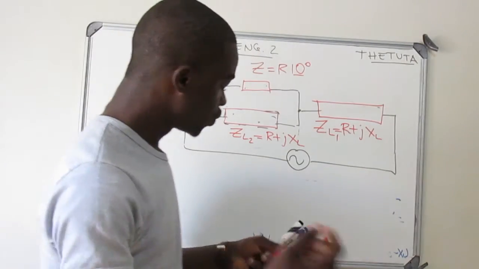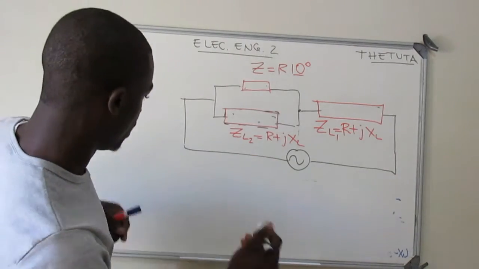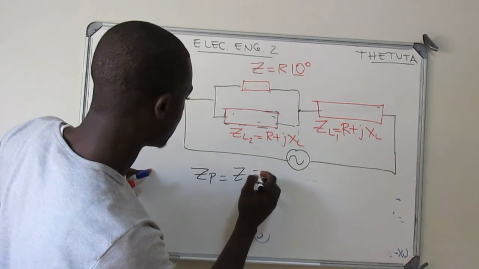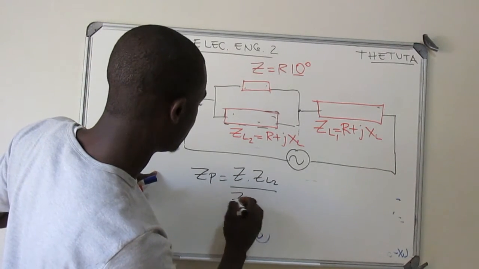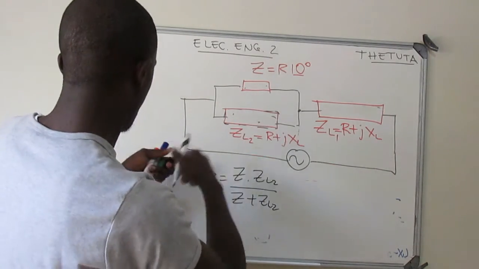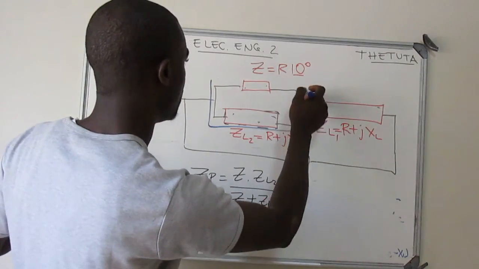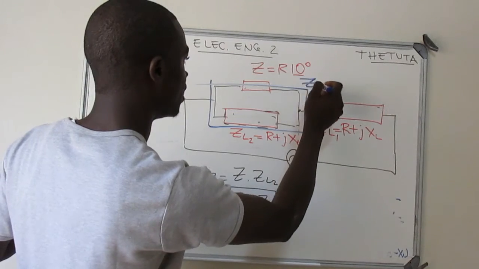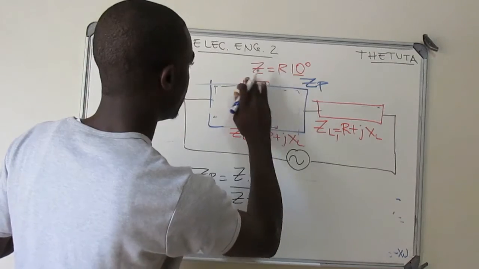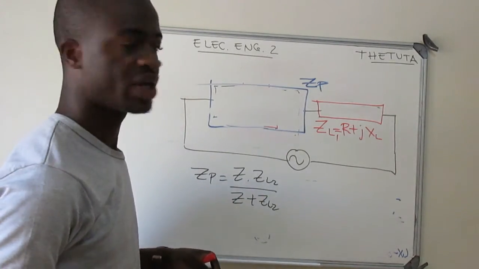Okay? If we look at our equivalent circuit, what do we have? We have the parallel branches between the two. So we're going to calculate our Z parallel, which is going to be Z times ZL2 over Z plus ZL2. So all of that becomes one impedance, which is called Z parallel. So everything else here will disappear to become one impedance. Okay?